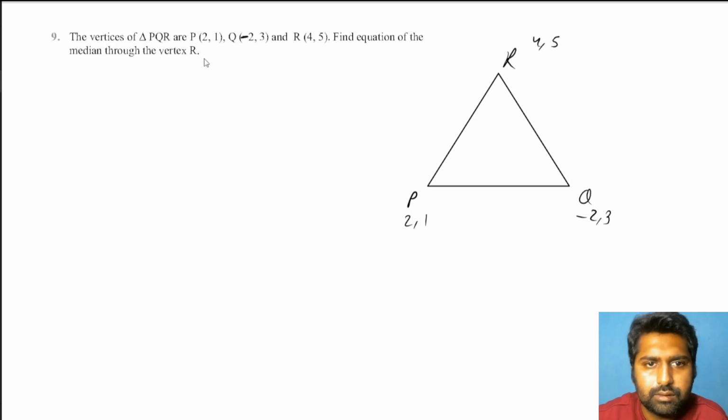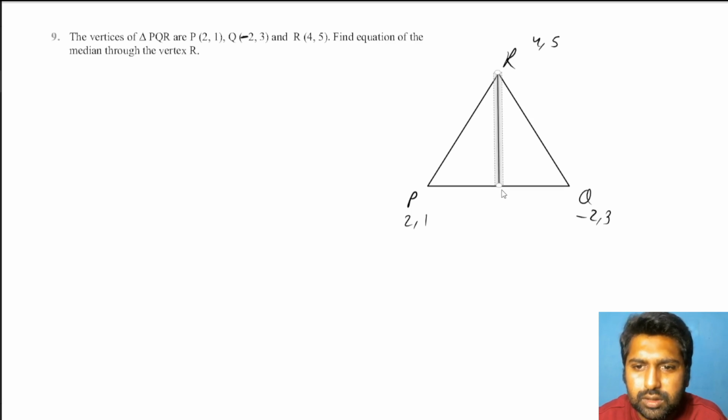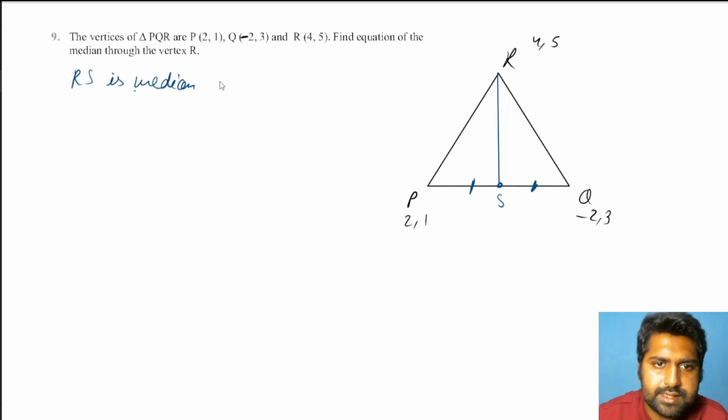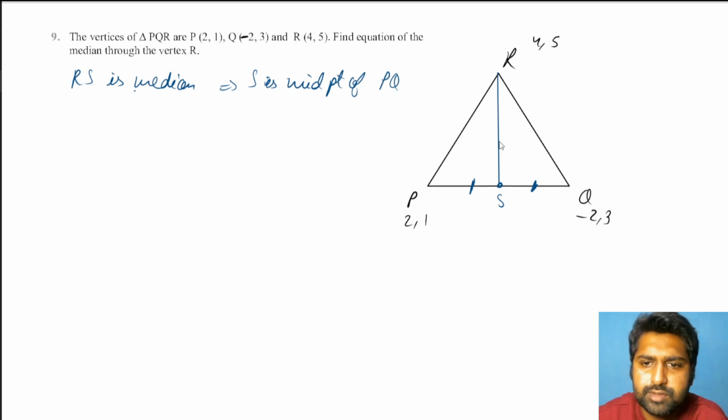So what's a median? Although the figure is looking symmetric, what does a median do? A median basically divides the line segment into two equal parts. So if I call this point S, RS is the median. I can say S is the midpoint of PQ, joining the vertex with the midpoint of the other side. Can we calculate the coordinates of S directly? It is the midpoint formula.